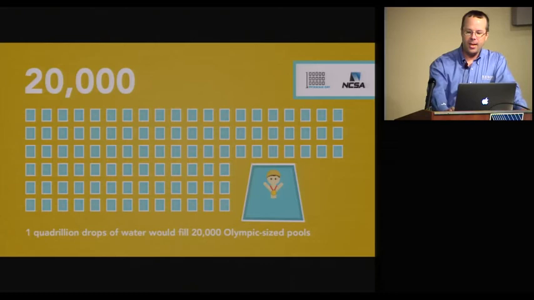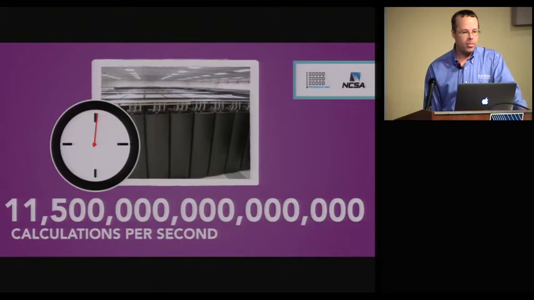How does that compare with Blue Waters? Blue Waters will have a peak performance on the order of 11.5 petaflops, or 11.5 quadrillion operations per second. That's a lot of math. You can do a lot with that. How does it compare to how long you could do it?